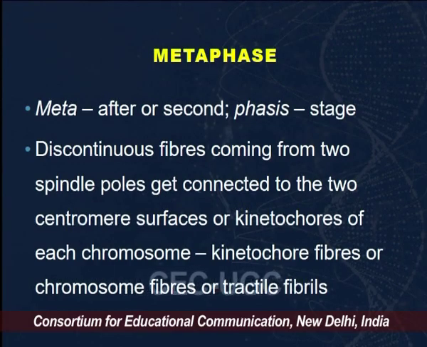Discontinuous fibers coming from the two spindle poles get connected to the two centromere surfaces, or kinetochores, of each chromosome. We have seen that some fibers are continuous and some are discontinuous. Kinetochore fibers, or chromosome fibers, are also called tractile fibers. These get connected to the kinetochores, or centromere surface, of each chromosome.